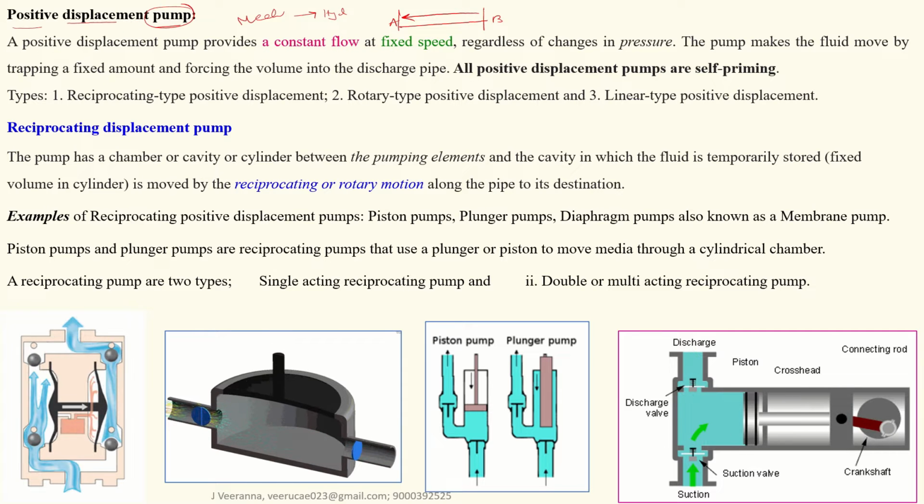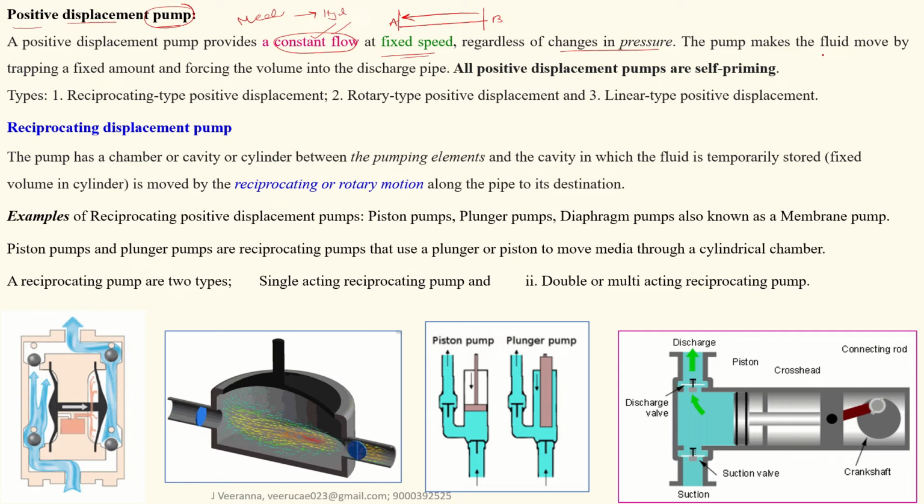And what is the meaning of positive here? This pump will provide a constant flow at a fixed speed, regardless of any change in pressure. If you change the pressure or the speed, it doesn't matter. The amount of water flowing from this pump at any time is fixed, that is constant. That's why it is called a positive displacement pump.